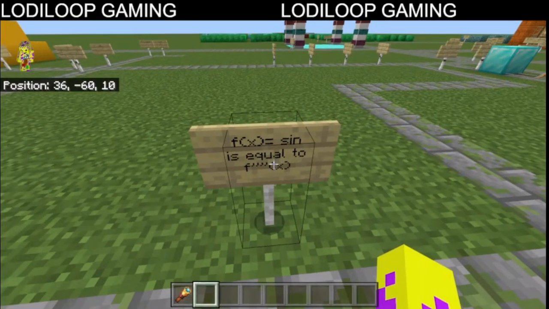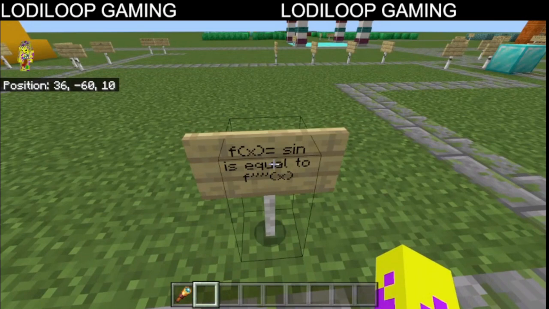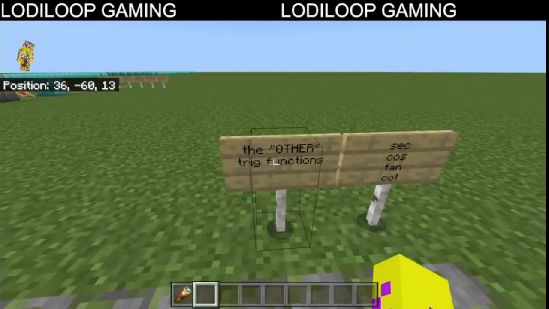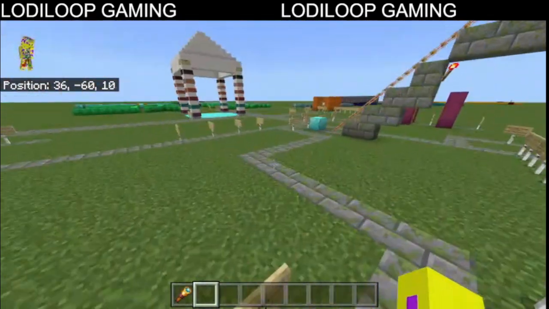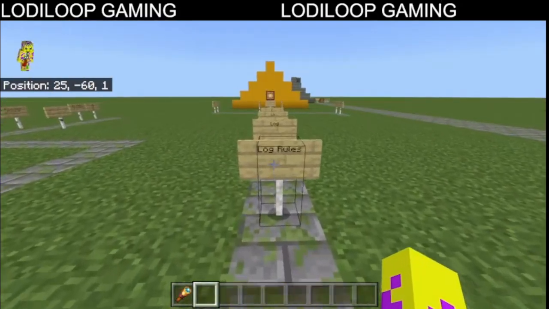So that means f of x, sine, is equal to f prime prime prime prime of x. And there's also the other trig functions, but let's move on.